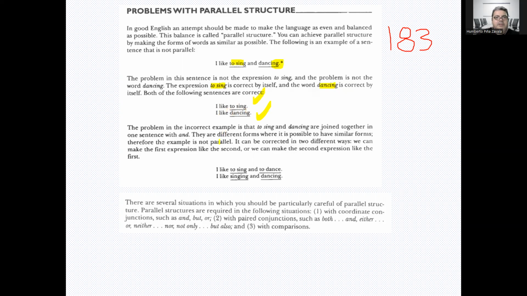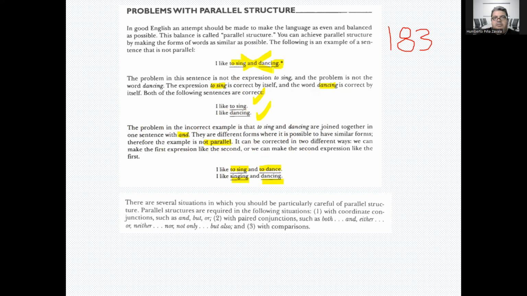Correct individually, yes. The problem in the sample is that to sing and dancing are joined together in one sentence with and. They are different forms, but it is possible to have similar forms. Therefore, the example is not parallel. It can be corrected in two different ways. We can make the first expression like the second, or the second like the first. Meaning, I can say, I like to sing and to dance, or I like singing and dancing. But not, I like to sing and dancing.